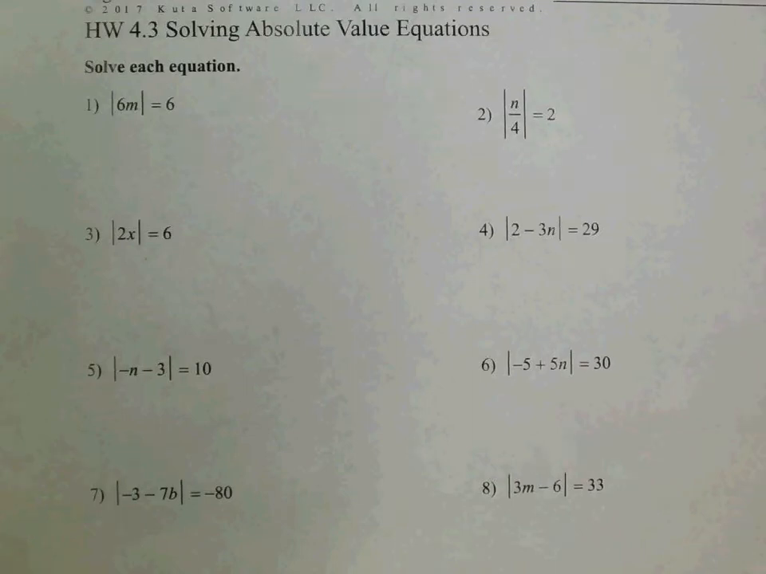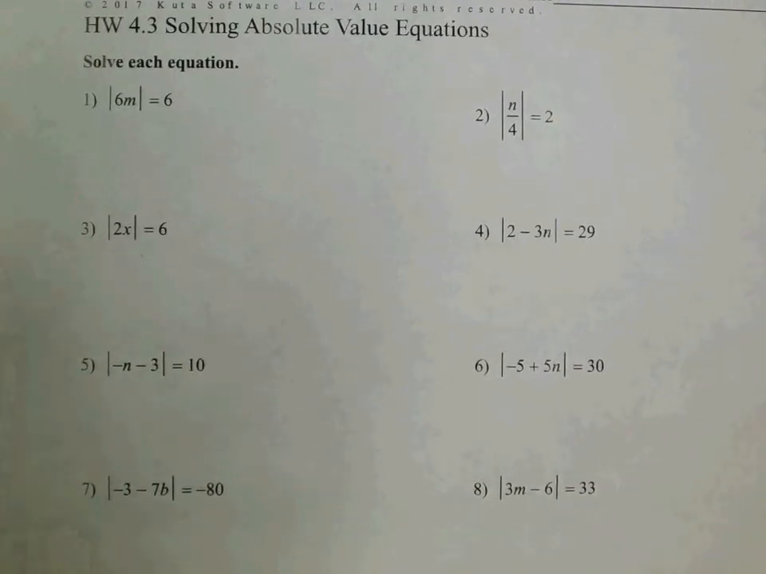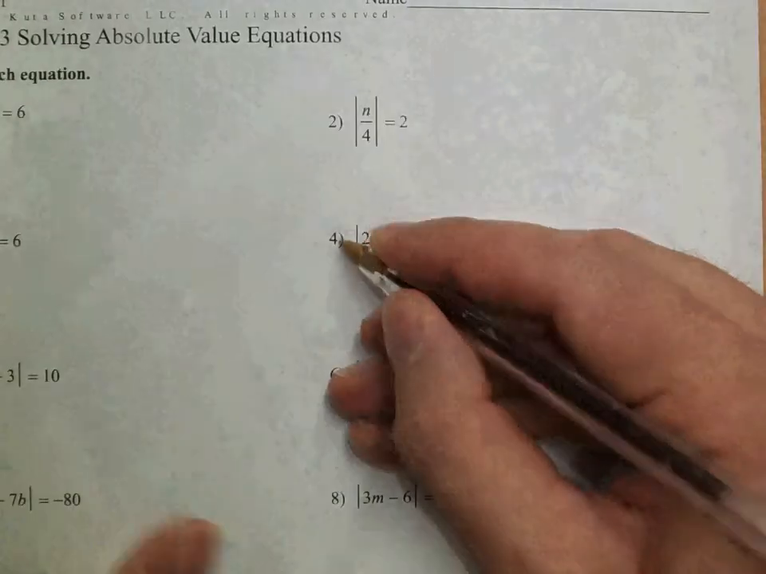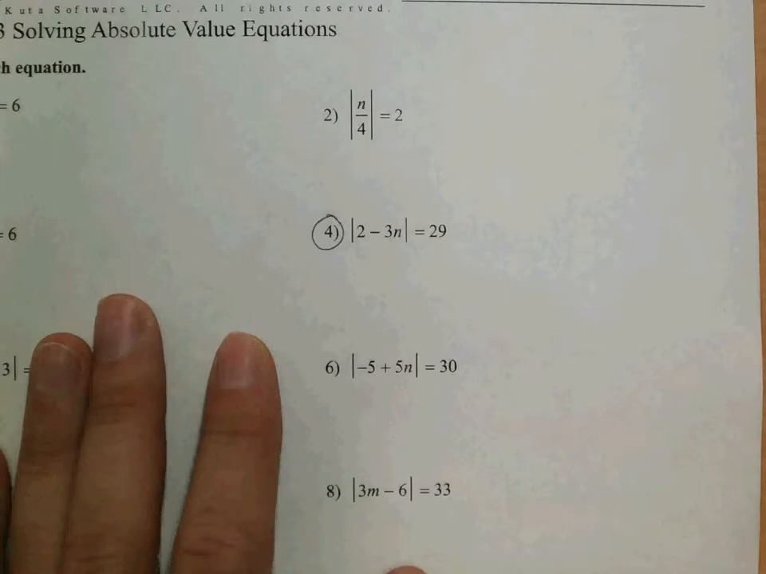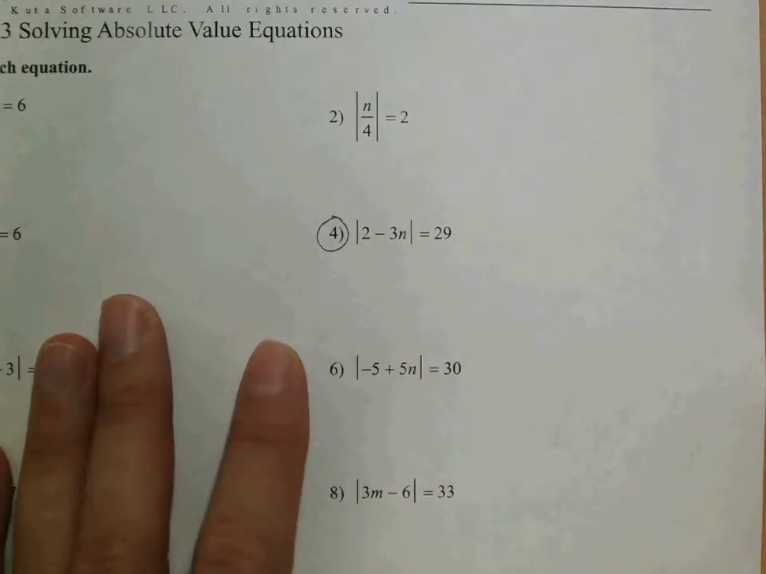In homework 4.3, you are solving absolute value equations. These are a very different type of equations from linear in some ways and very similar in other ways. I'll go ahead and do number 4 with you. It says the absolute value of 2 minus 3n equals 29.